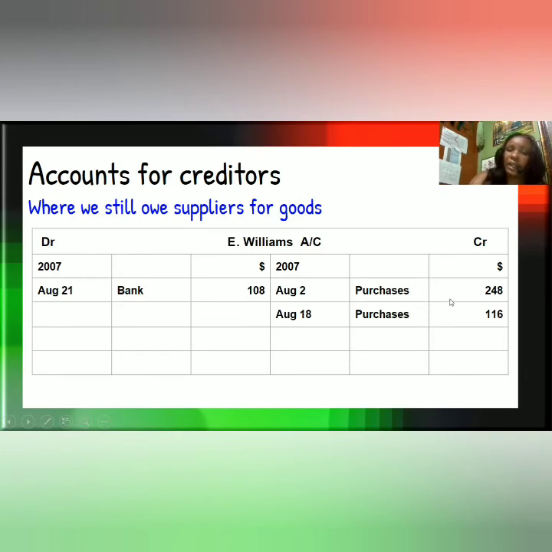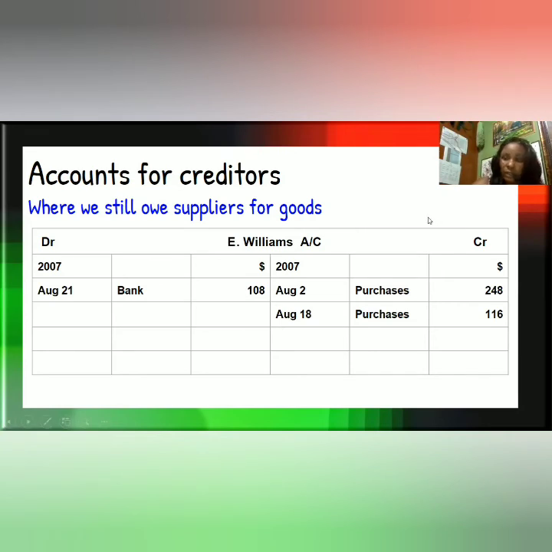On the credit side, we have 248 and 116, and on the debit side, we have 108. Who remembers what we do first? So we are going to total whatever is on the credit side because there is only one entry on the debit side. So 248 plus 116 gives us 364.